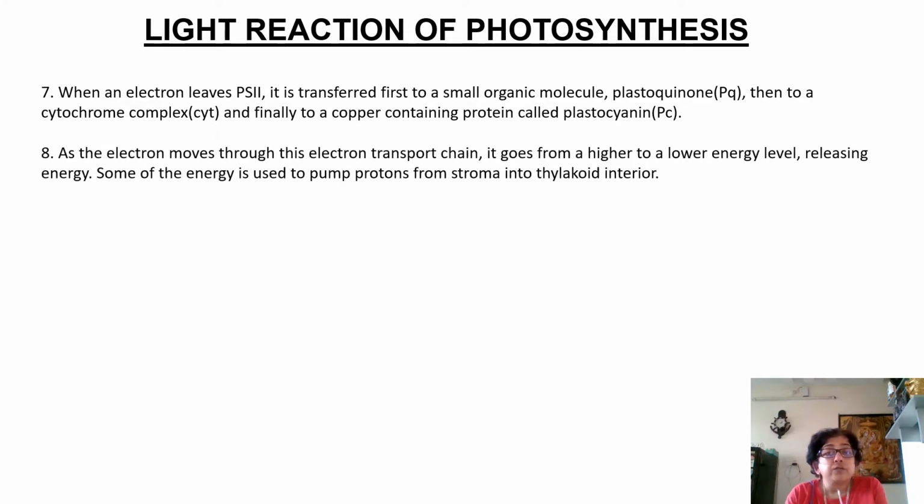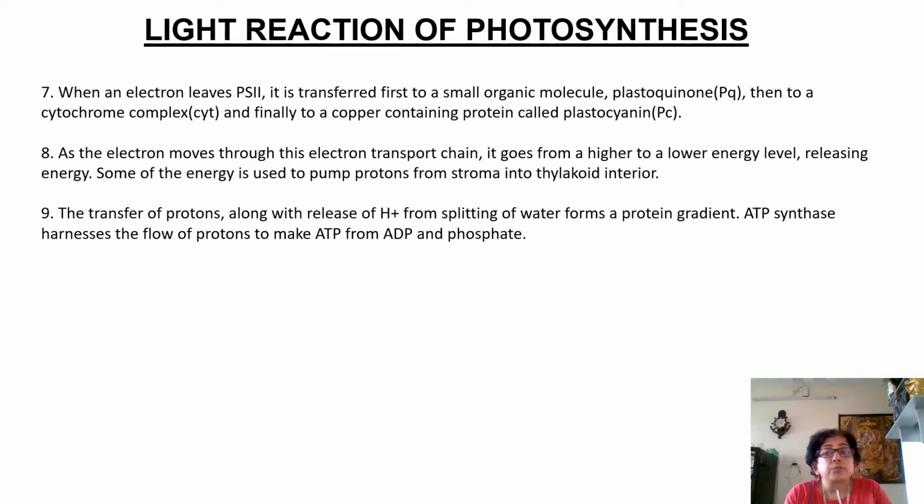When an electron leaves photosystem 2, it is transferred first to a small organic molecule called plastoquinone, then to a cytochrome complex, and finally to a copper-containing protein called plastocyanin. As the electron moves through this electron chain, it goes from a higher to a lower energy level, releasing energy. Some of the energy is used to pump the protons from the stroma into the thylakoid interior.